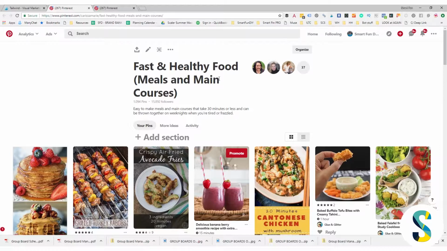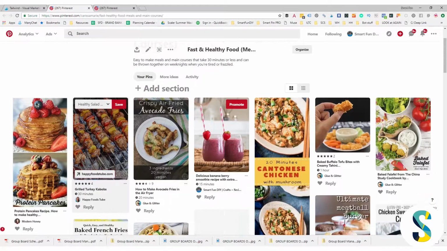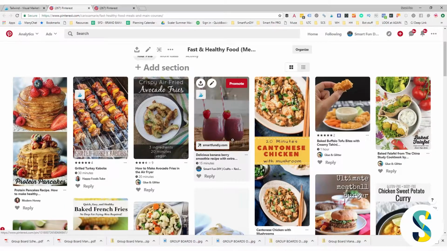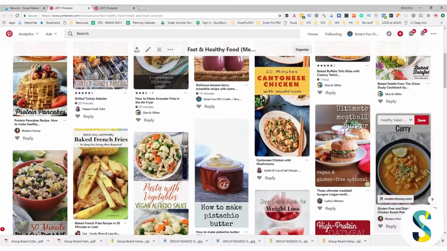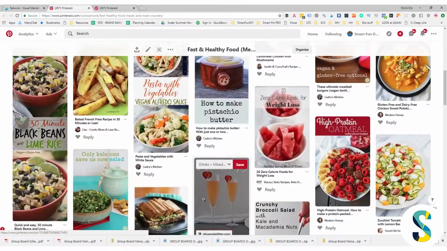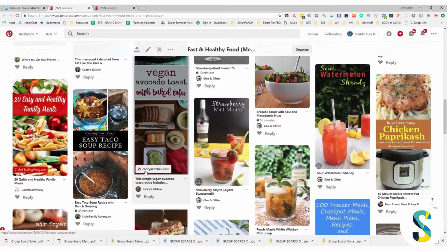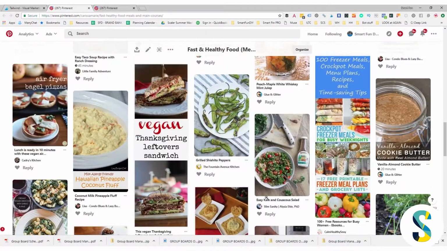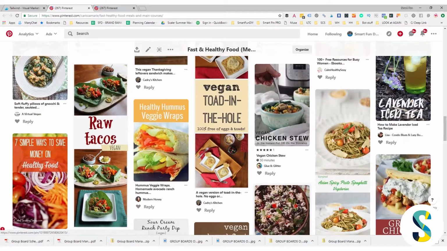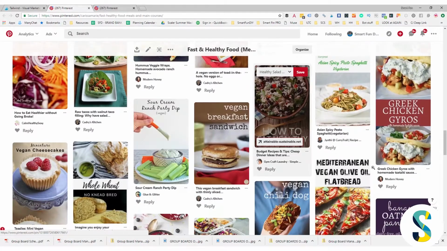I think she's cherry picked who is contributing to this board. So that's probably why she's like, hey, you guys know what a fast and healthy food meal and main course is. And so we've got great photos and pins here. This is one of my pins. Everything's appetizing. These are all long pin images. So even though this isn't giving me a ton of traffic and it's not having a ton of activity, it's totally on the right track.